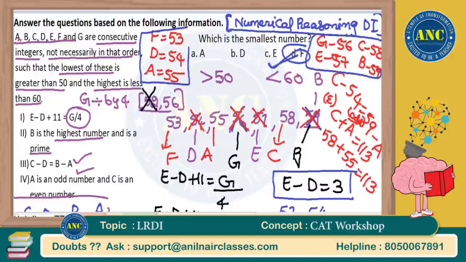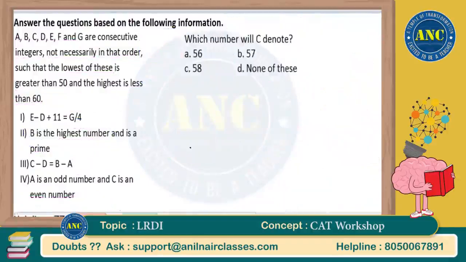Second question. Those of you who want to know why I eliminated 52: B is the highest number and is a prime number. Highest number and a prime number, B value is 59. If B is 59, so this will be 53, 54, 55, 56, 57, 58, 59. So that is the reason 52 is eliminated. Second one. Any confusions? Where is the confusion, Shobit? Right. Now, second one.